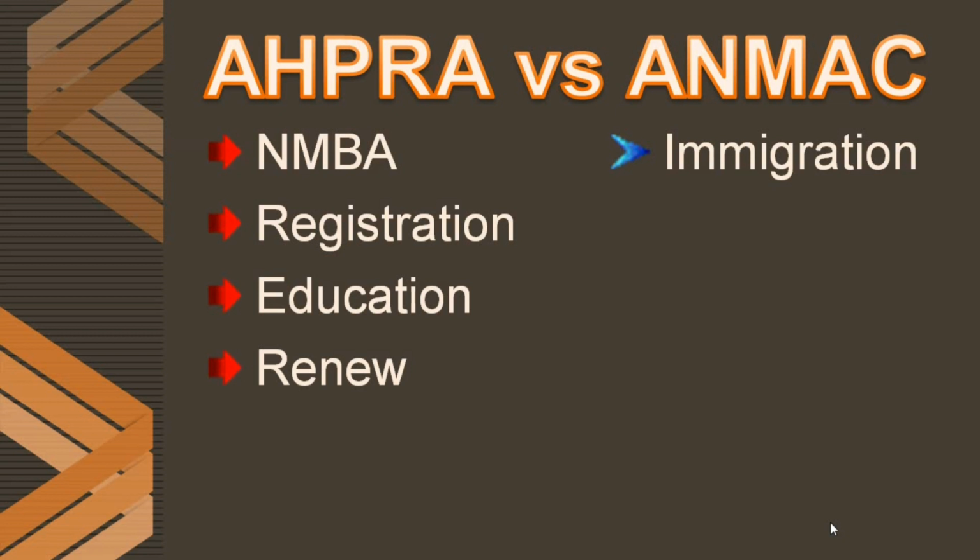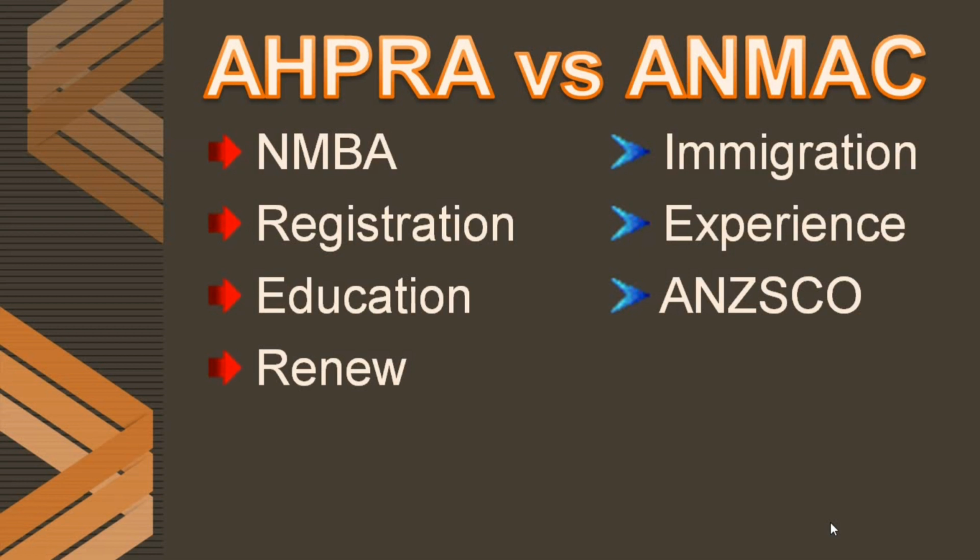Whereas ANMAC helps you in meeting the immigration requirements. As listed by the Department of Home Affairs in Australia, you have to meet certain immigration requirements, such as, under the General Skilled Migration program, you have to meet the points. ANMAC will assess your experience and let you know whether you meet the points or not. Your experience is calculated by ANMAC based on ANZSCO codes. So what are these ANZSCO codes? I will speak about it later.